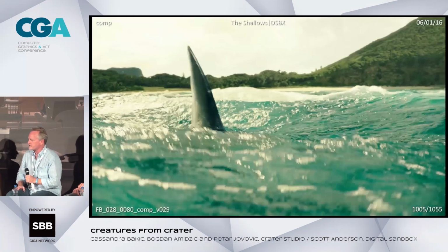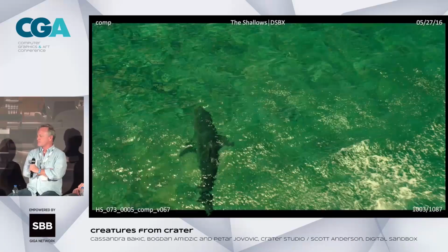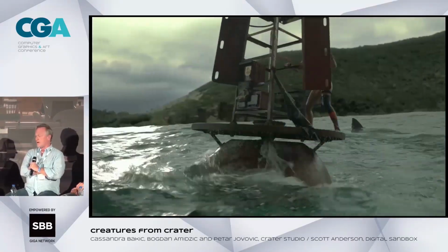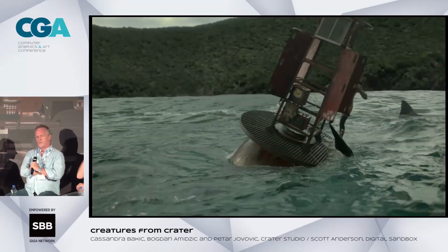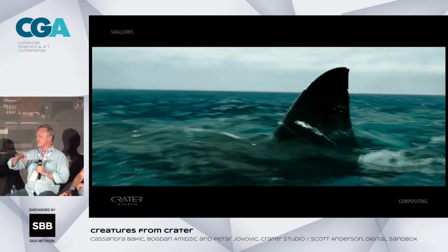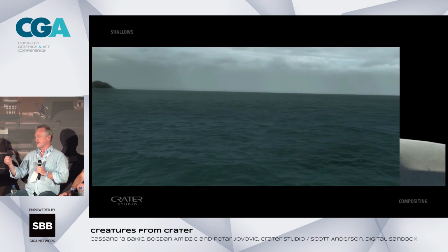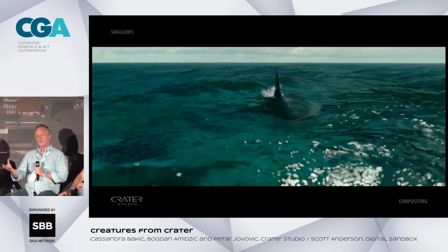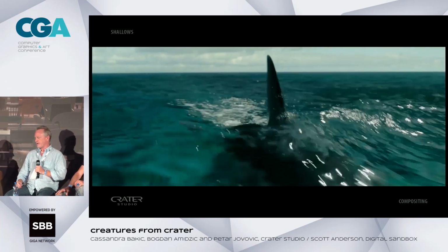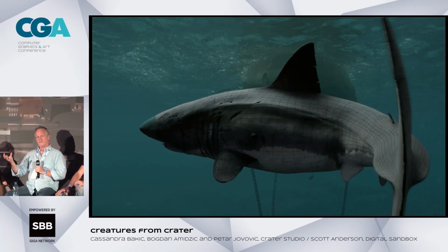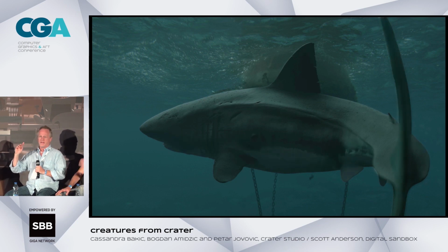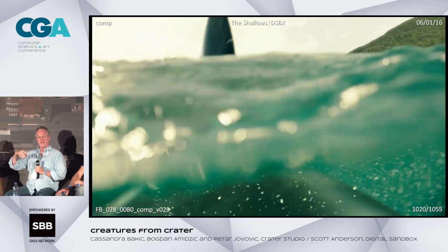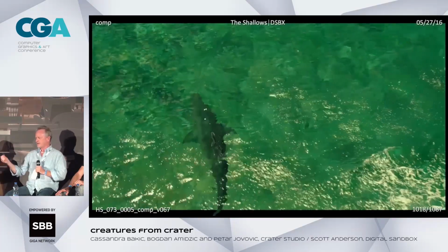So, Shallows was a project I was brought into that was really a worldwide collaboration. We were designing sequences and breaking them up around the world, but really bringing the design aspect of it central to it. It was a Sony Pictures film. So we had a small team on the production side that designed the environments, designed the look, and distributed that out to all the different companies working on it.